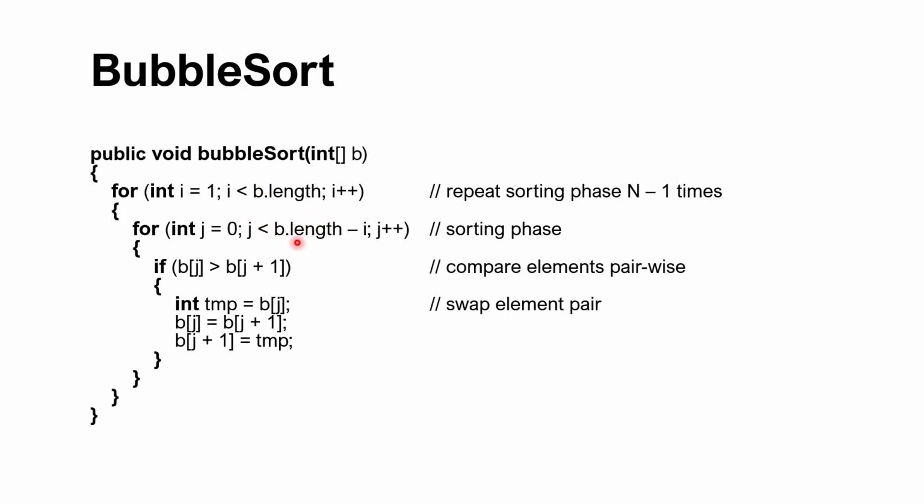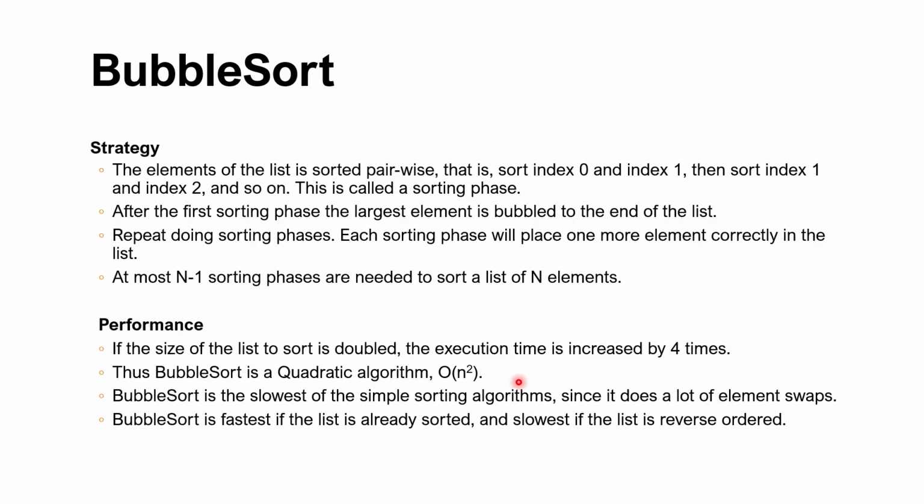Because they are nested, it means we have to multiply this. So it is big O of n raised to the power of 2. This means that when we double the list that we need to sort, the runtime or execution time is increased by 4. That could be a lot if we have a large list. It is one of the slowest simple sorting algorithms, because it does a lot of element swaps.